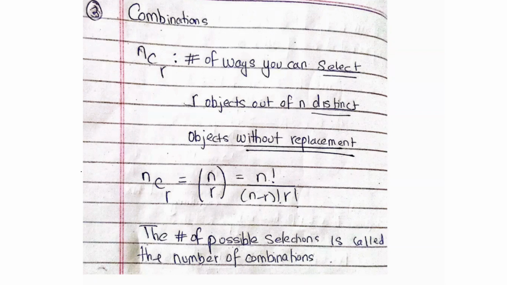We started off talking about the basic counting principle. Then we talked about permutations, where we said permutations are arrangements. Now we want to talk about combinations. Here we want to focus on nCr, or what we say n choose r.